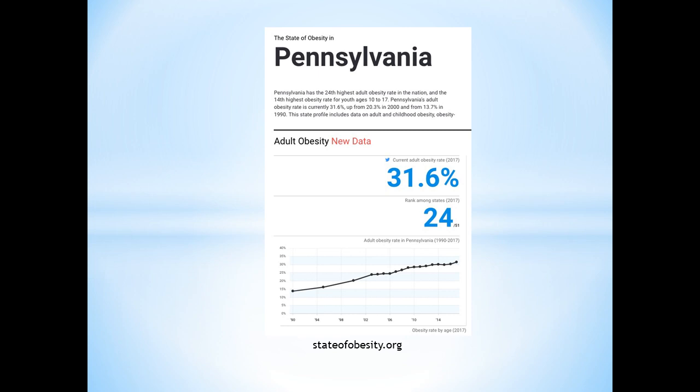Pennsylvania currently has the 24th highest adult obesity rate in the nation and the 14th highest obesity rate for youth aged 10 to 17. Pennsylvania's adult obesity rate is currently 31.6%. This is up 20.3% from year 2000 and up 13.7% from year 1990.